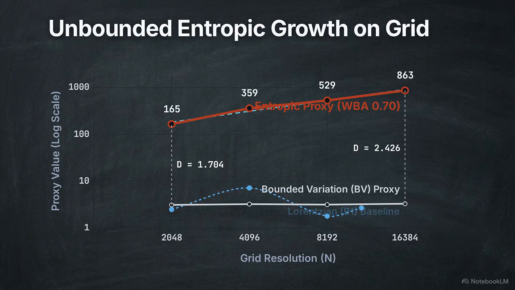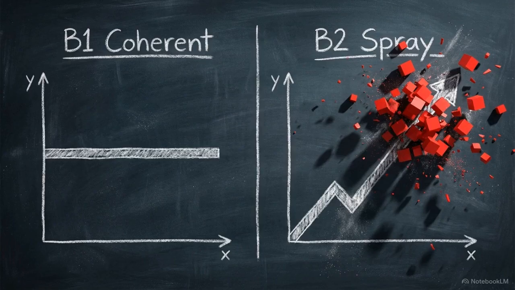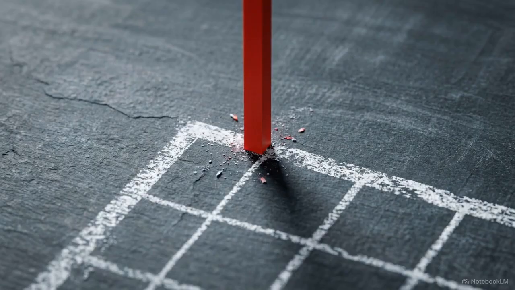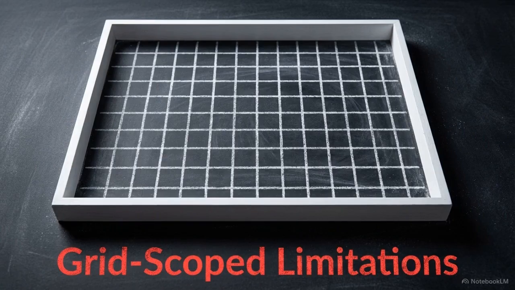We can compare this specific trajectory against the stable B1 coherent cells to illustrate just how unique the anomaly is. Overlaying the Lorentzian baseline data reveals a cluster of flat, non-monotone points hovering near the bottom of the graph. This stark visual contrast definitively confirms the B2 spray classification on the executed grids. There is no visible mathematical saturation or leveling off across the computed doublings. We must recognize the grid-scoped limitations. This power law is a finite numerical observation, not an asymptotic proof of how the system behaves at infinity.